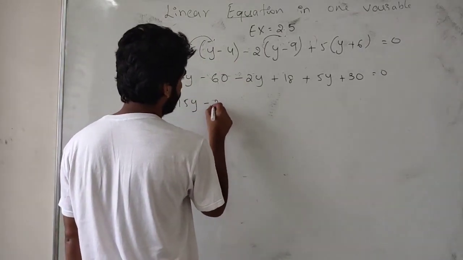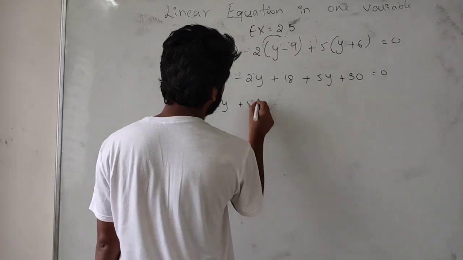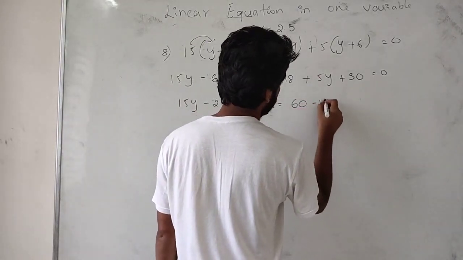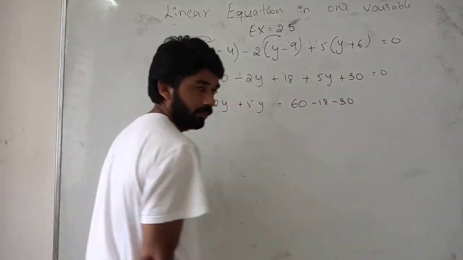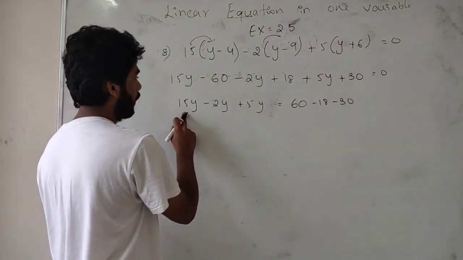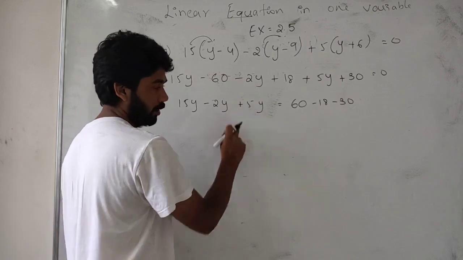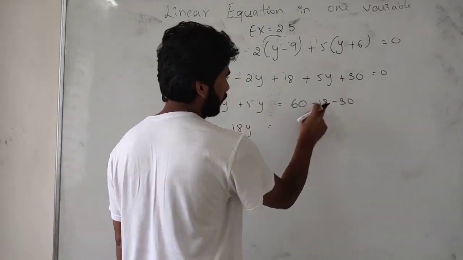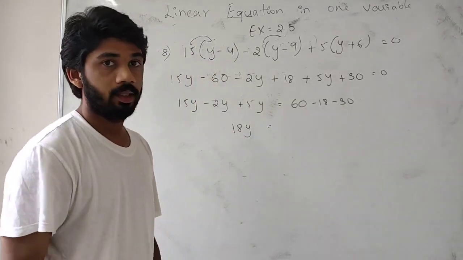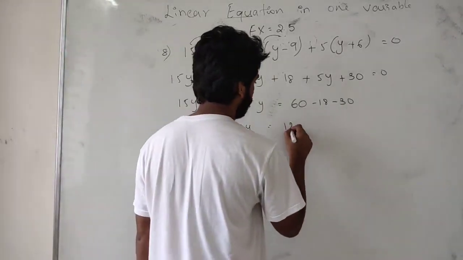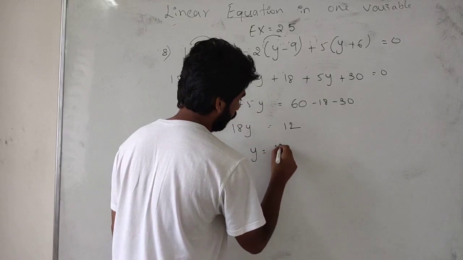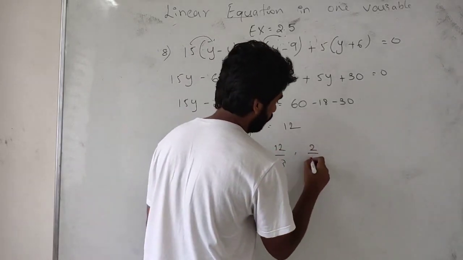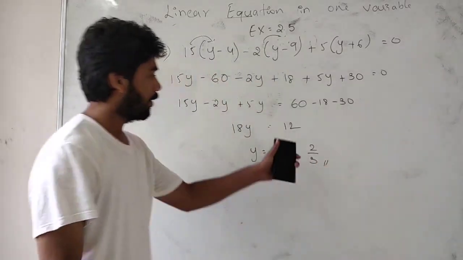15y minus 2y plus 5y is equal to, this side we means plus 60 minus 18 minus 30. Difference: 15 plus 5 is 20, minus 2 is 18y, is equal to 60 minus 30 is 30, minus 18 is 12. So y we get 12 by 18, means we can divide by 6, 2 by 3. Required answer is y value is 2 by 3.